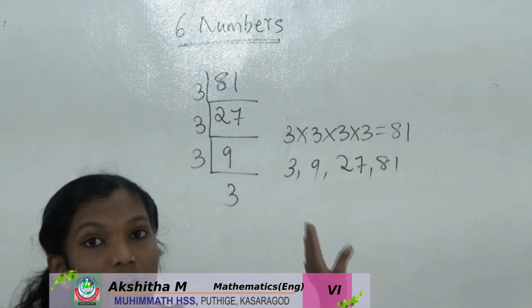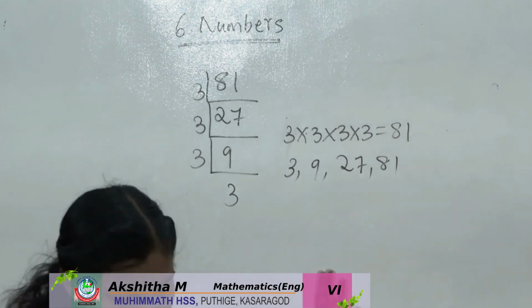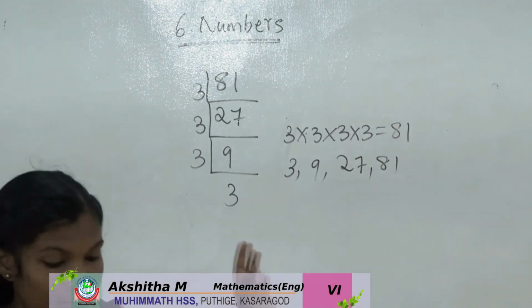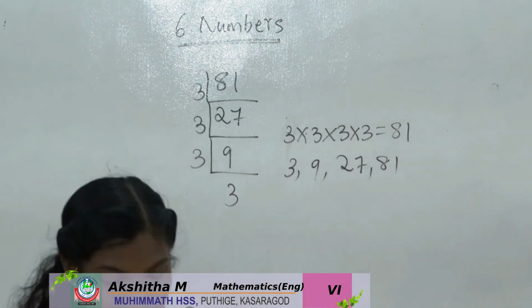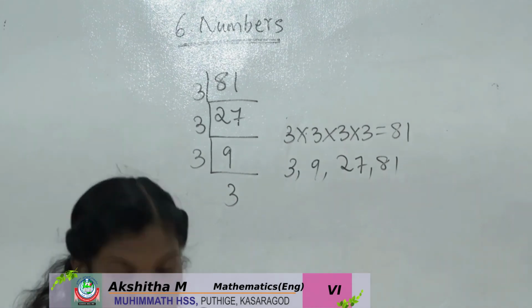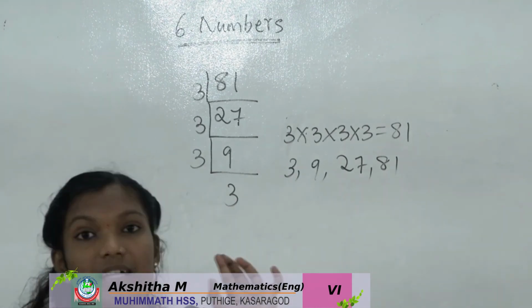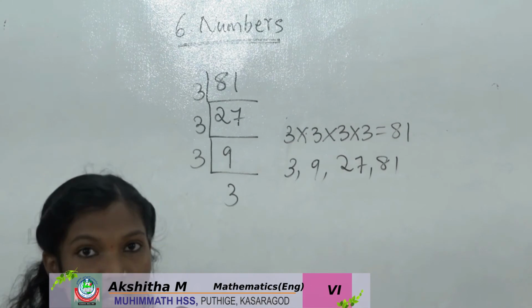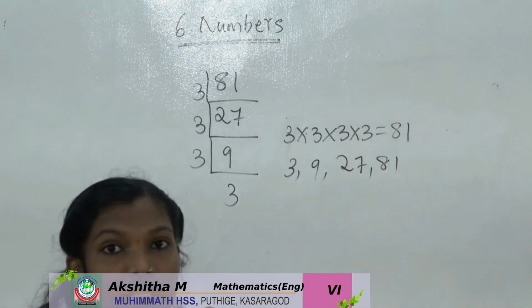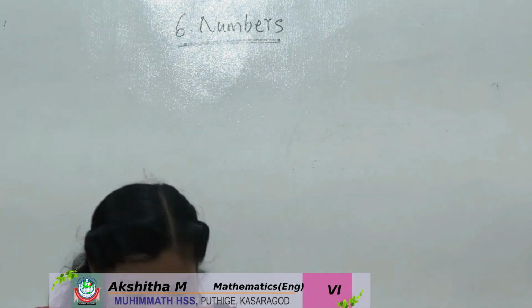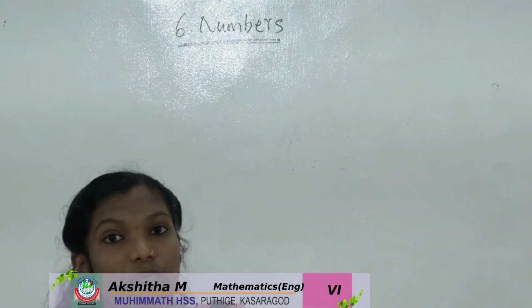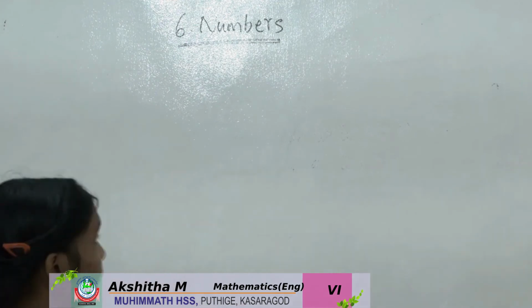There are some questions in your textbook like this. You have to find out the factors of 256, 625, 243 and 121. Now let us see the factors of 16, 48 and 144.